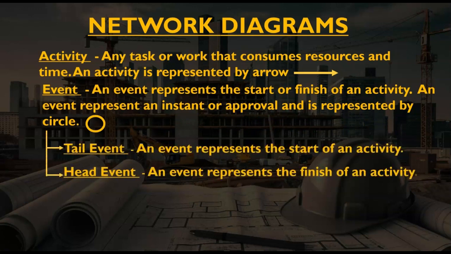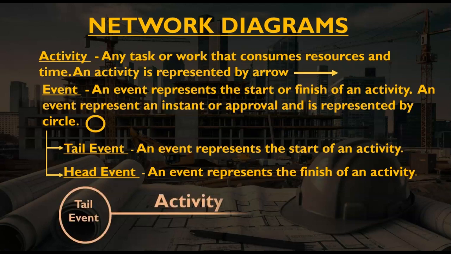Event is classified into two types: tail event and head event. Tail event, an event represents the start of an activity. Head event, an event represents the finish of an activity. It's a typical and the most simple network diagram where the activity is mentioned on the top of the arrow, and at the beginning of the arrow there is tail event, and at the end of the arrow there is head event.